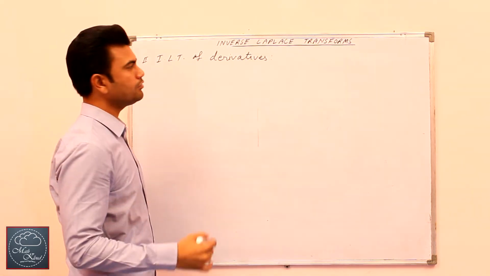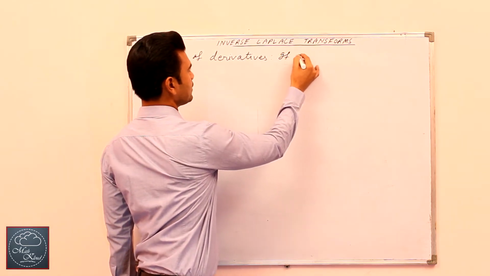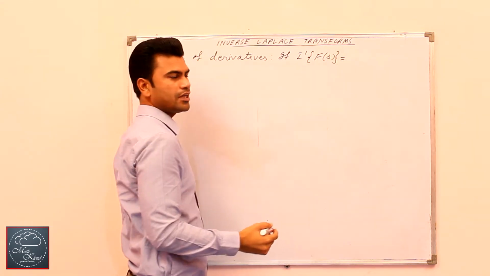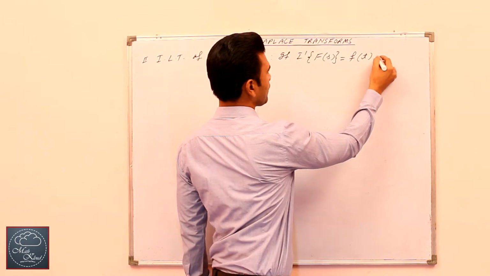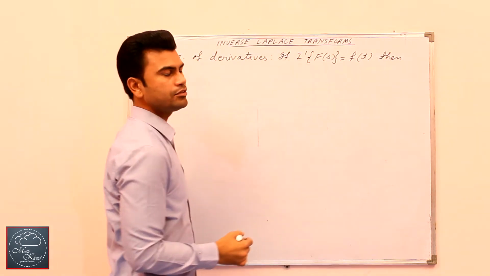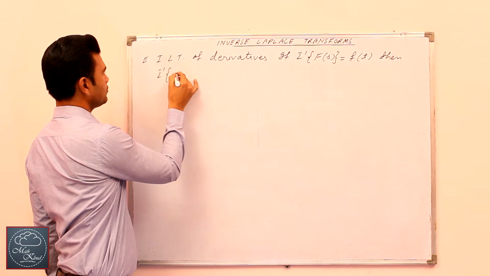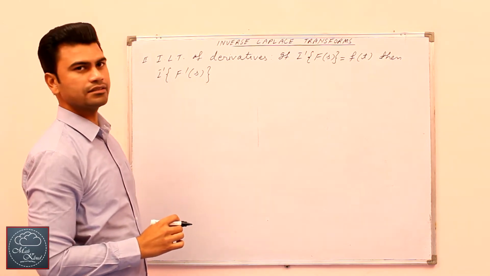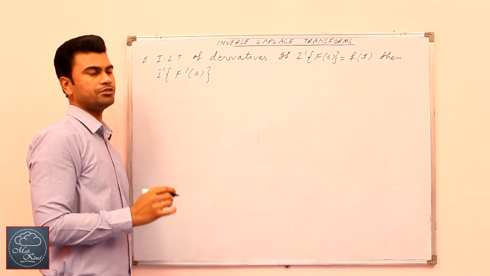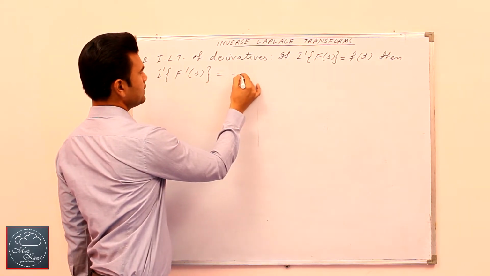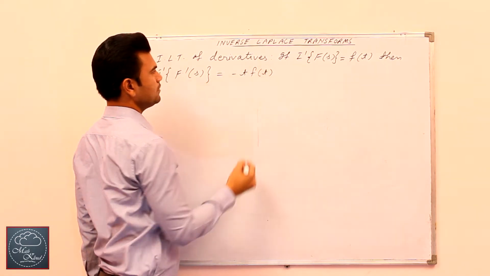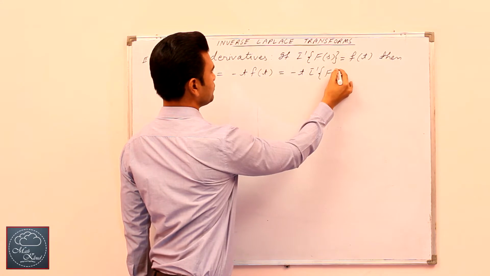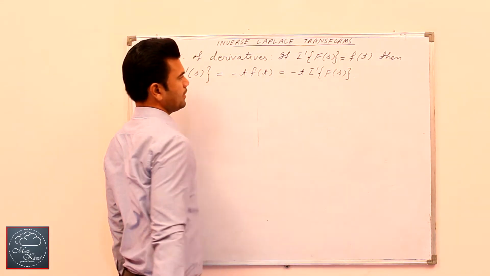It says that if you know the inverse Laplace transform of your function, say F(s), and it is given by f(t), then the inverse Laplace transform of the derivative of F(s), so I am writing it as F prime(s), that is d/ds of F(s), is given by minus t f(t), or you can write it as minus t times the inverse Laplace transform of F(s).